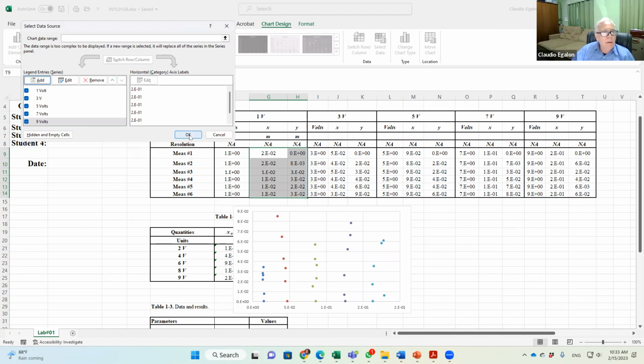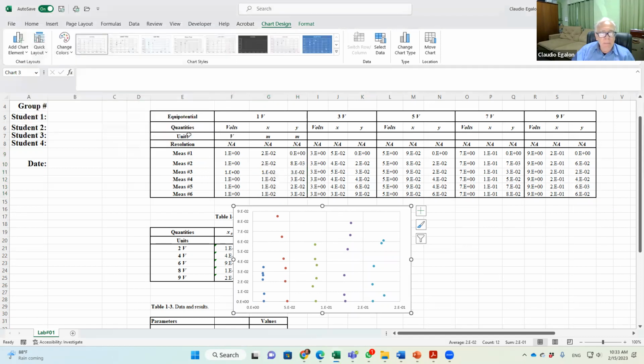And click OK here, and I'm done with my graph. Note, what you see right in here are what we call equipotential curves. Those are curves of the same electric potential. And again, remember, we are not making measurements of electric field intensity. We are making measurements of voltage, because it is far easier to measure the voltage than the electric field.